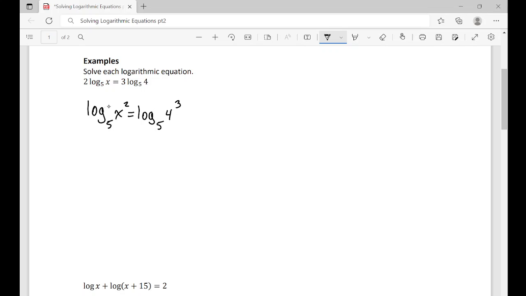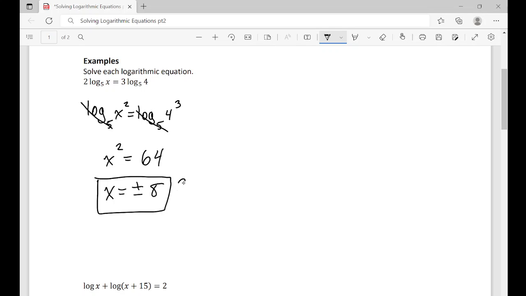And there's a rule that states that two logs that are equal to each other with the same base, we can just get rid of them and focus on the arguments themselves. So 4 cubed, I'm just going to simplify it down to 64. And here we just have this equation that we can solve. So square root of both sides, we're going to get x equals plus or minus 8.